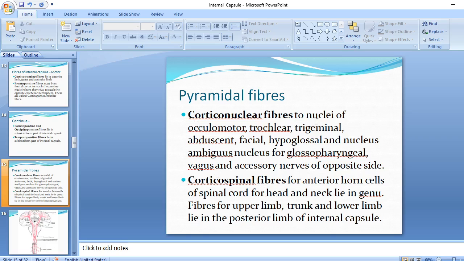The corticonuclear fibers start from the cerebral cortex and go to the nuclei of the oculomotor, trochlear, trigeminal, abducent, facial, hypoglossal, and nucleus ambiguus for the glossopharyngeal, vagus, and accessory nerves of the opposite side. So these fibers, the corticonuclear fibers, also cross to the opposite side. So that way the motor control is on the contralateral side.